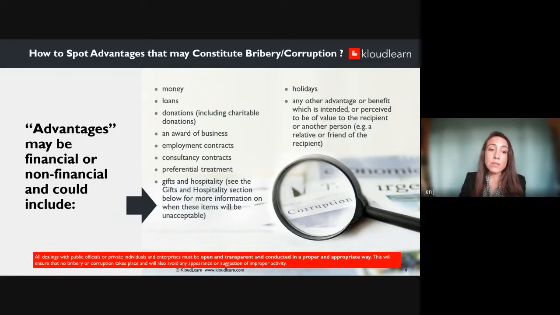Remember, all dealings with public officials or private individuals and enterprises must be open and transparent and conducted in a proper and appropriate way. This will ensure that no bribery or corruption takes place and will also avoid any appearance or suggestion of improper activity.